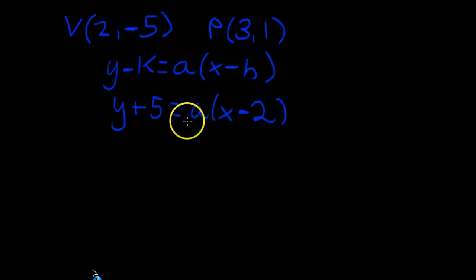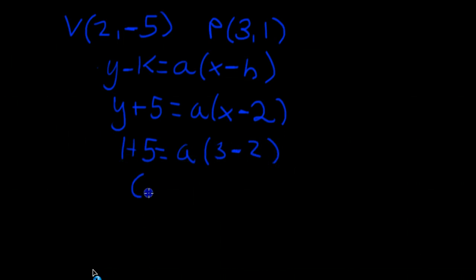Now all we need to do is find a. We can do that if we plug in this extra point, (3, 1), for x and y. So we'll say 1 plus 5 equals a times (3 minus 2). So this is 6 equals a. So that means the general form for this equation is y plus 5 equals 6 times (x minus 2).